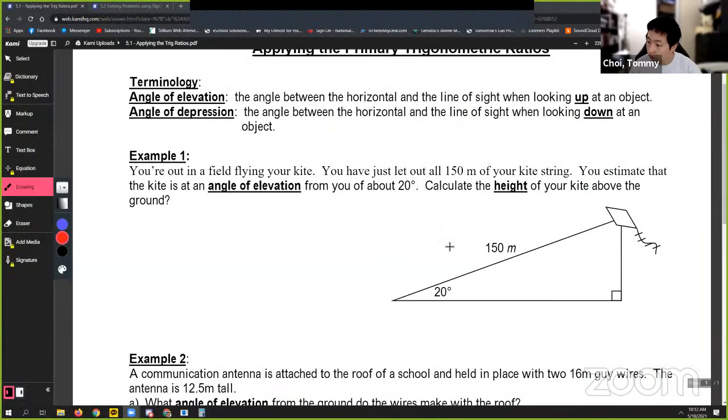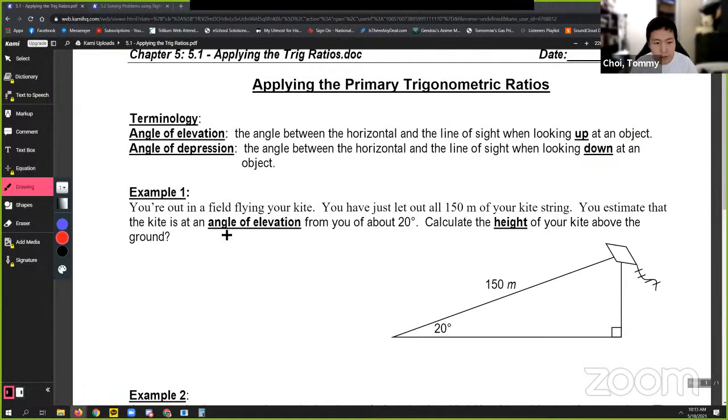So what we're gonna do is share my screen again. And so here, when we talk about angle of elevation, it says you're out in a field, you're flying a kite, you have just let out 150 meters of your kite string. You estimate that the kite is at an angle of elevation from you at about 20 degrees. So since it, once again, mentions angle of elevation, you are on the ground and you're looking up towards the kite. So this would be the angle here, and it's indicated. But if the angle wasn't there, you should be able to figure out where that angle goes on your diagram.